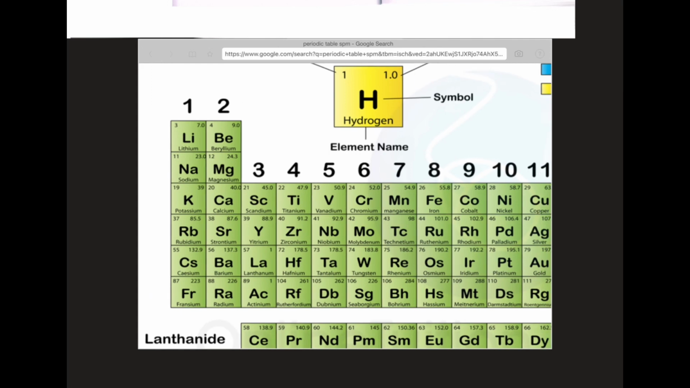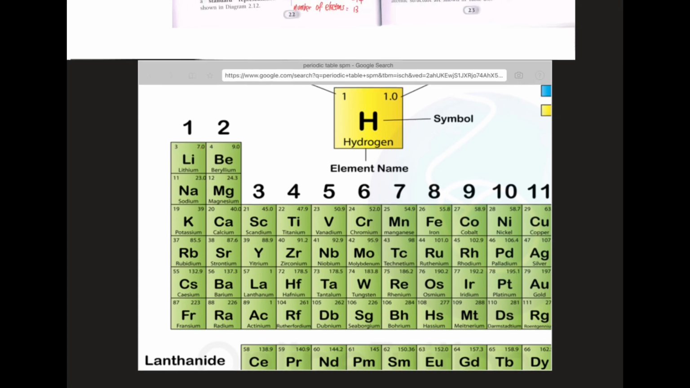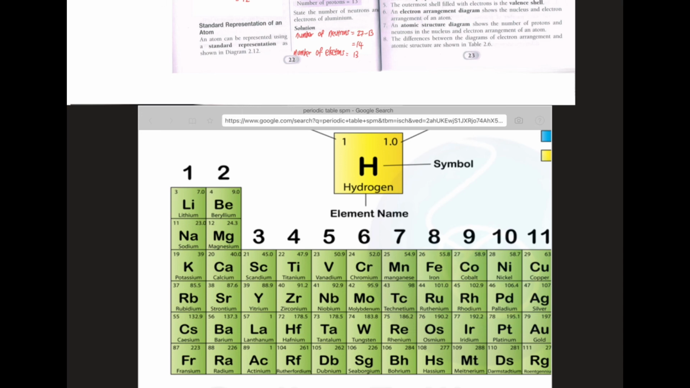So you will realize something like this. Let's say for example, lithium. You can see lithium here, the 3 and the 7. The 3, the smaller number, is the proton number. The 7 is the nucleon number. Sometimes you may have heard of this as relative atomic mass. But for now, at this stage, I call it nucleon number. So the smaller number is proton number, the bigger number is nucleon number.